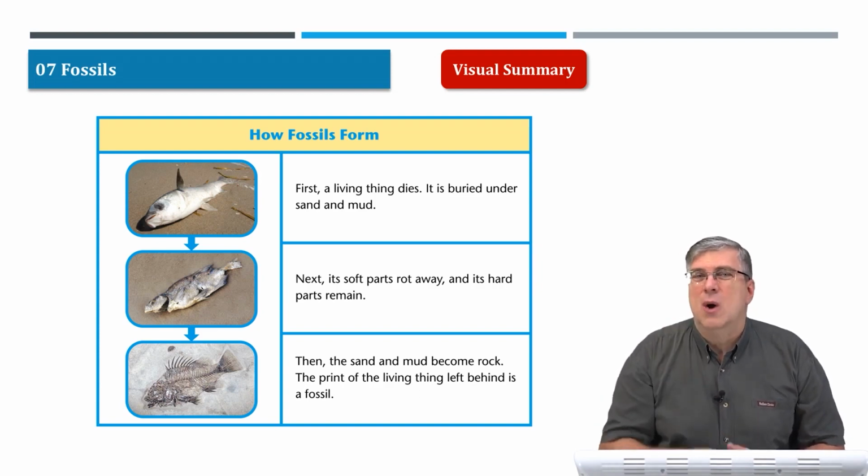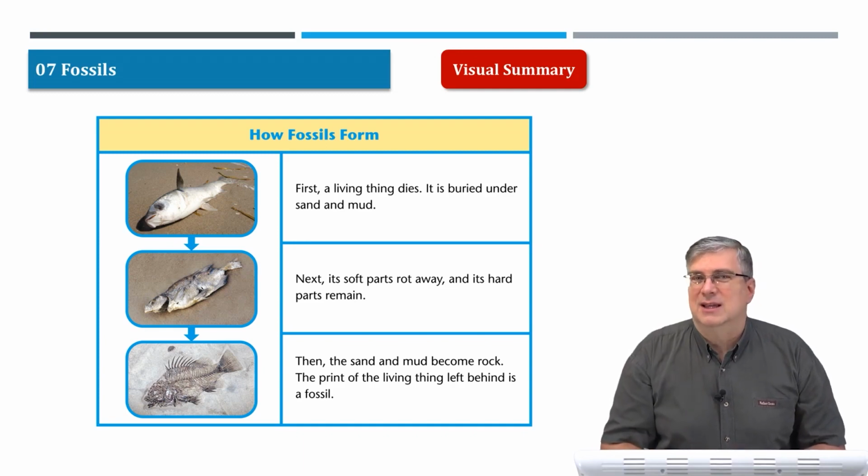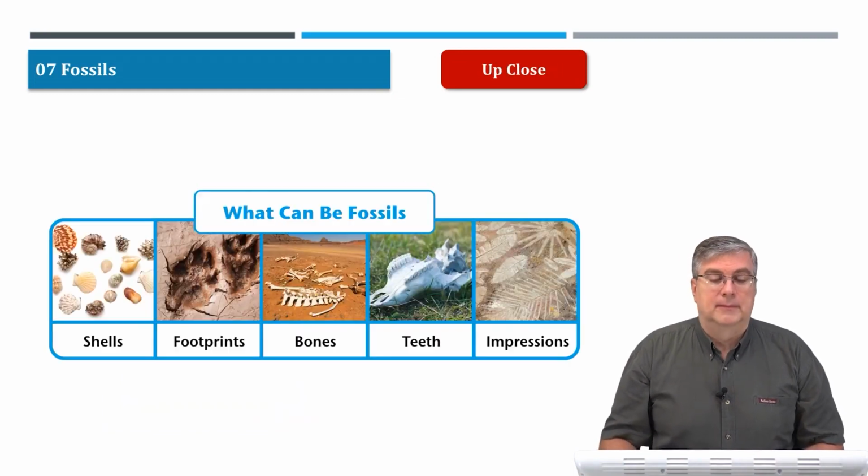And that lets him know how old the rock is. Because we know when these animals lived, so we can say, oh, here's a fossil of a species that lived 20 million years ago. So this rock is 20 million years old. Interesting. Okay, so that's how fossils form.